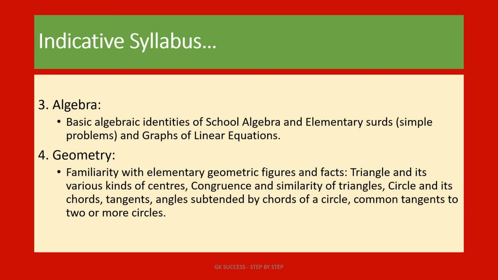Under algebra, basic algebraic identities of school algebra and elementary surds, simple problems only, and graphs of linear equations will be considered. Under geometry, familiarity with the elementary geometric figures and facts, as we have already seen in part 1, Tier 1. Triangle and its various kinds of centers, congruence and similarity of triangles, circle and its chords, tangents, angles subtended by chords of a circle, common tangents to two or more circles.